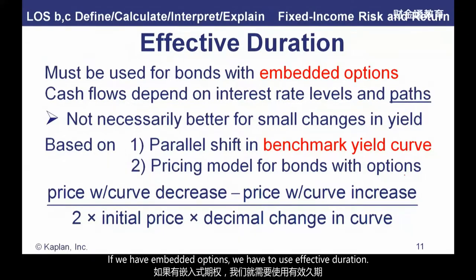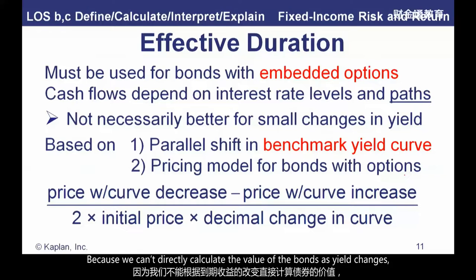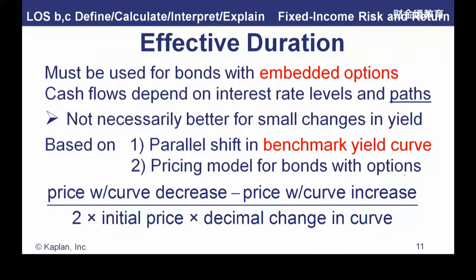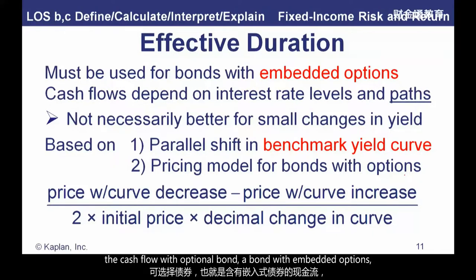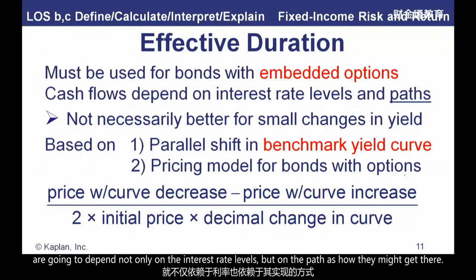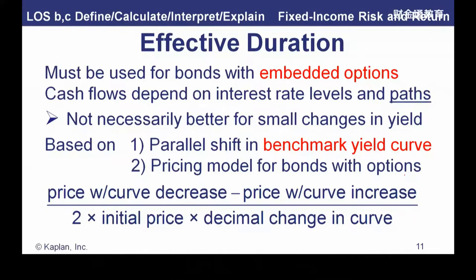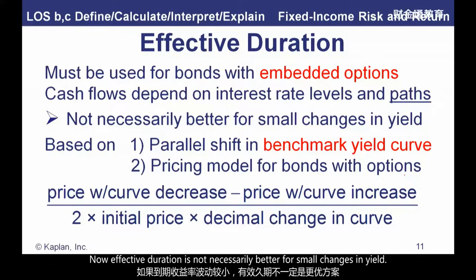If we have embedded options, we have to use effective duration because we can't directly calculate the value of the bonds as yield changes. The cash flows with an optionable bond, a bond with embedded options, are going to depend not only on the interest rate levels, but on the paths as to how they might get there. Now, effective duration is not necessarily better for small changes in yield.